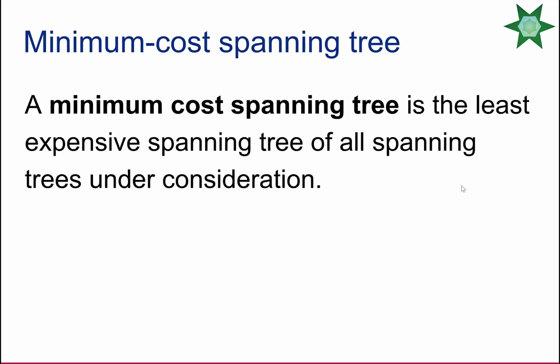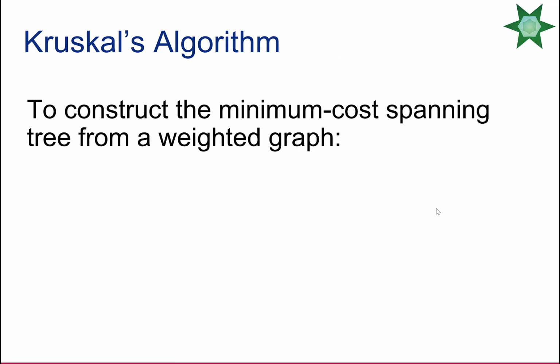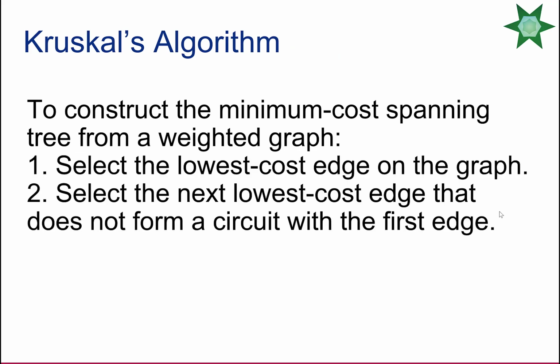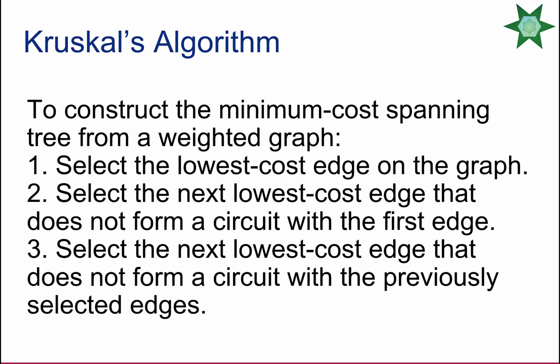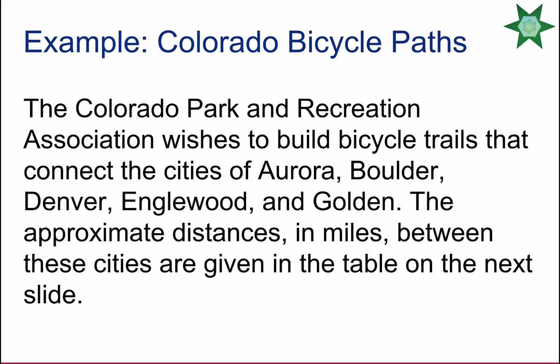The minimum cost spanning tree is the least expensive spanning tree of all the ones under consideration. And we use Kruskal's algorithm to help us work this out. Select the lowest edge on the graph first, then select the next lowest edge that does not form a circuit with the first edge, and continue with that process until you've connected all the vertices. And then you'll have the minimum cost spanning tree.